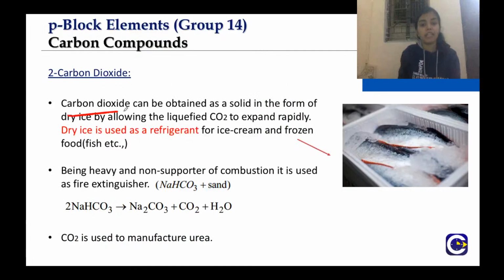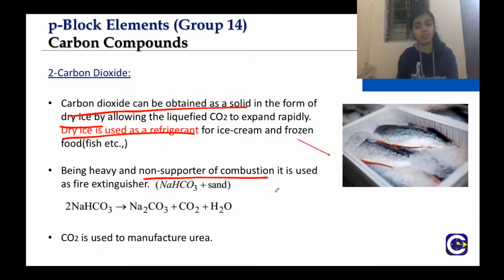Now, carbon dioxide in the solid form is known as what? Dry ice, and dry ice is used as a refrigerant for ice creams also, or for keeping fishes also. Here you can see, right? And it is a non-supporter of combustion, right? So basically we have fire extinguishers which have CO2. So they cut the supply of oxygen, and therefore the fire can be prevented from spreading, right?